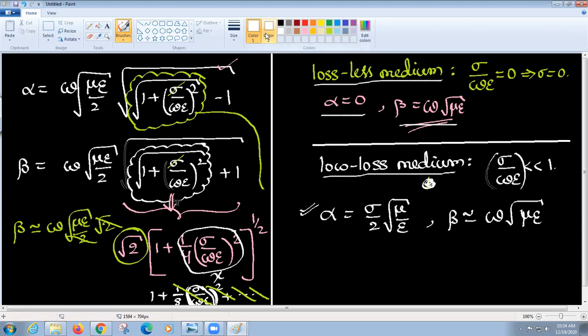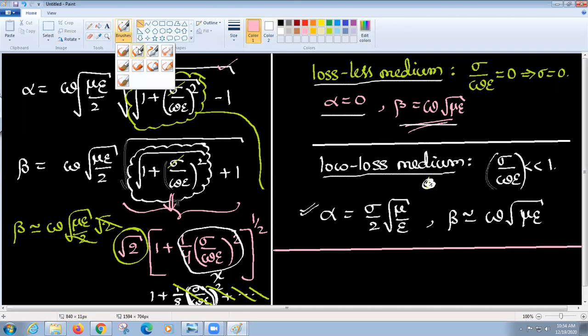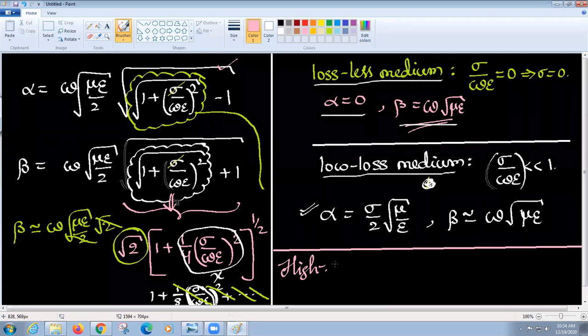A high loss medium is pretty straightforward, but I cannot use the binomial expansion to solve for it. Why? Can I use the binomial expansion technique to compute alpha and beta for a high loss medium? Yes or not? No, right?